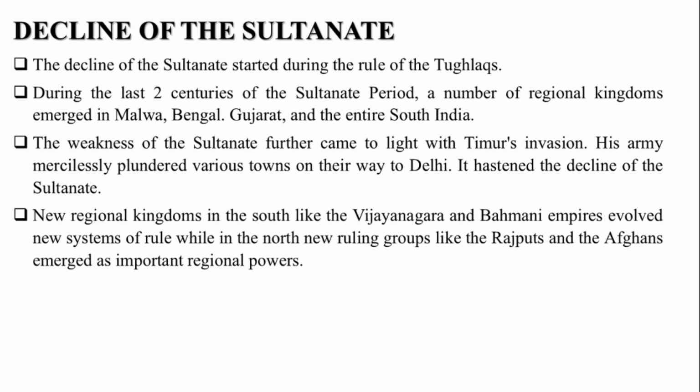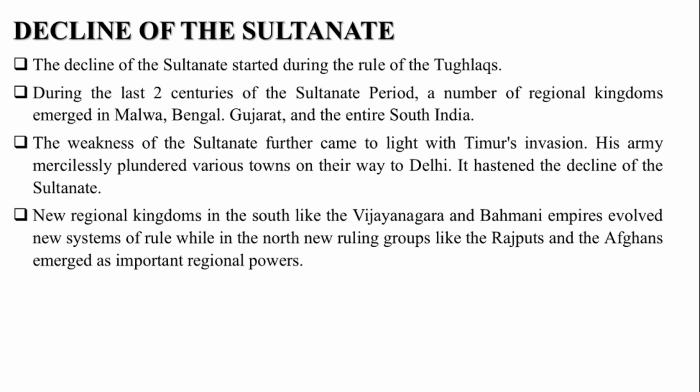Next, we are going to see the decline of the sultans. The decline of the sultanate started during the rule of the Tughlaqs. During the last 2 centuries of the Sultanate period, a number of regional kingdoms emerged in Malwa, Bengal, Gujarat, and South India. The weakness of the sultan further came to light with Timur's invasion. His army mercilessly punished various towns on the way to Delhi, which hastened the decline of the sultanate.